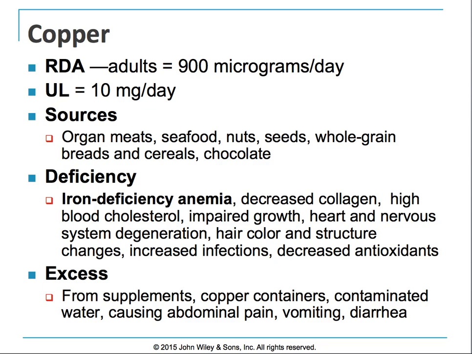Deficiency of copper can lead to iron deficiency anemia, again because copper and iron work together. Deficiency can also lead to decreased collagen, high blood cholesterol, impaired growth, heart and nervous system degeneration, hair color and structure changes, increased infections, and decreased levels of antioxidants.